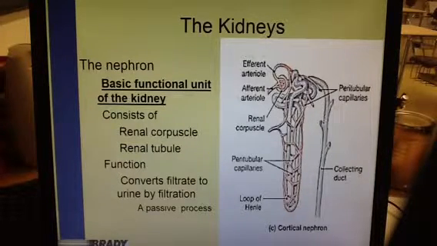So again, you see the afferent arteriole, which is how the blood is getting to the nephron. We also see the efferent arteriole, which is where the blood is leaving after it has gone through the renal corpuscle. And then you see all of those capillaries kind of netting, covering that loop of Henle, which is really the renal tubule. We'll talk about all of those capillaries and their functions.